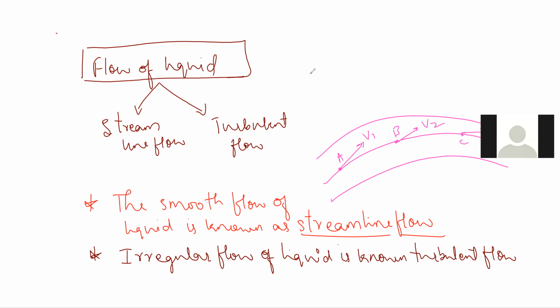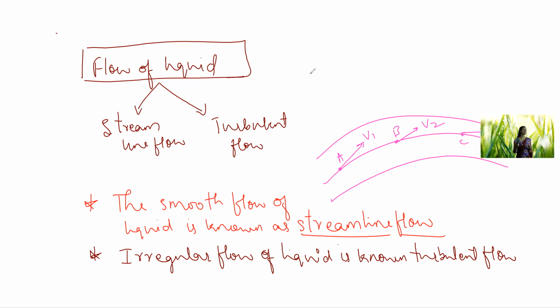Streamline flow means, let us consider one example, flowing water. In flowing water, the water consists of different particles. Points A, B and C are shown there, moving with certain velocities V1, V2 and V3, which are the velocities of the particles in the flowing water. Mainly, flow of liquid is classified into how many types? Two types: streamline flow and turbulent flow.